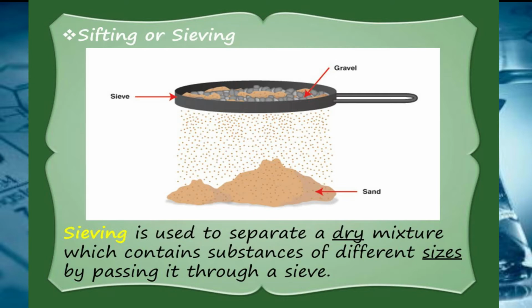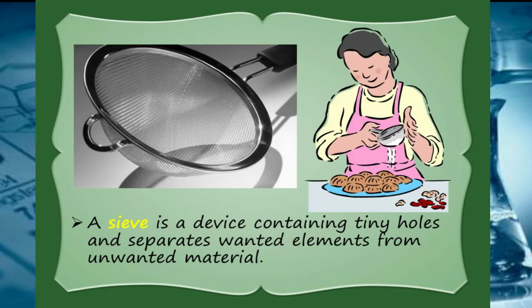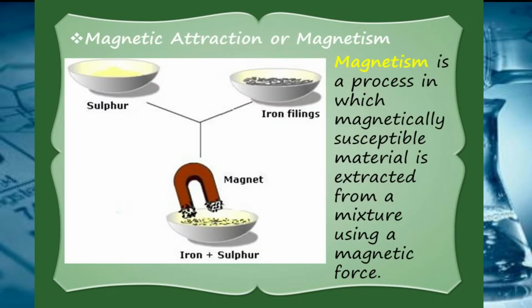Sifting or sieving. Sieving is used to separate a dry mixture which contains substances of different sizes by passing it through a sieve. A sieve is a device containing tiny holes and separates wanted elements from unwanted material.